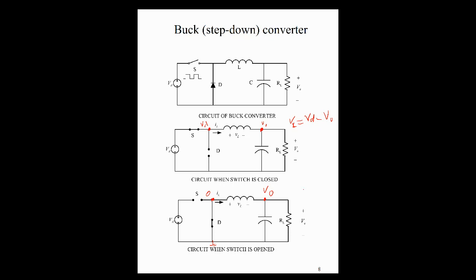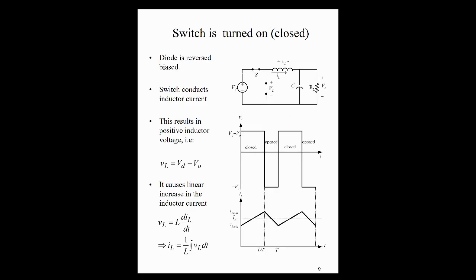So across the inductor, the voltage drop when the switch is closed would be 0 minus V out. That's basically just minus V out. This is all from your networks that we're doing, so we can analyze this. Hopefully what I'm doing here will be clear to you.